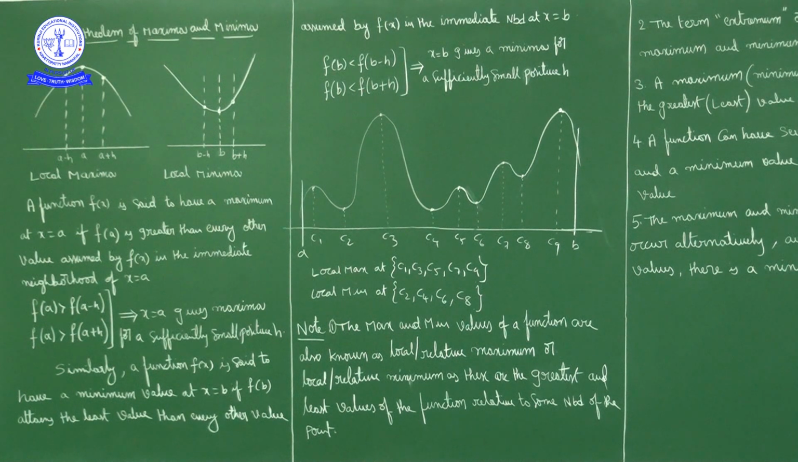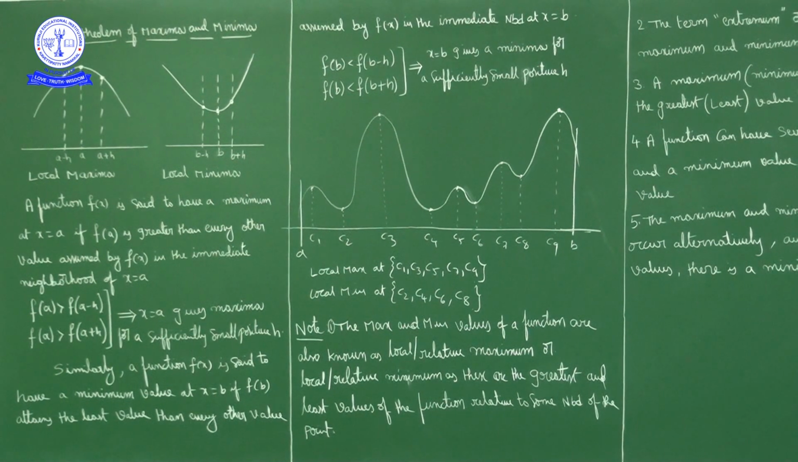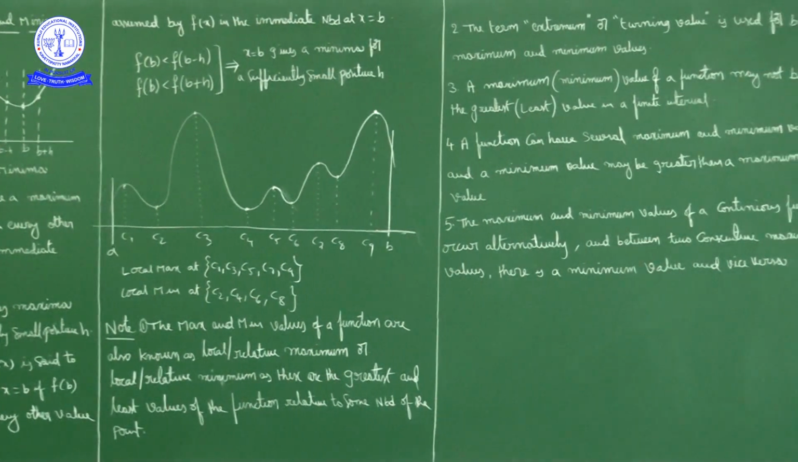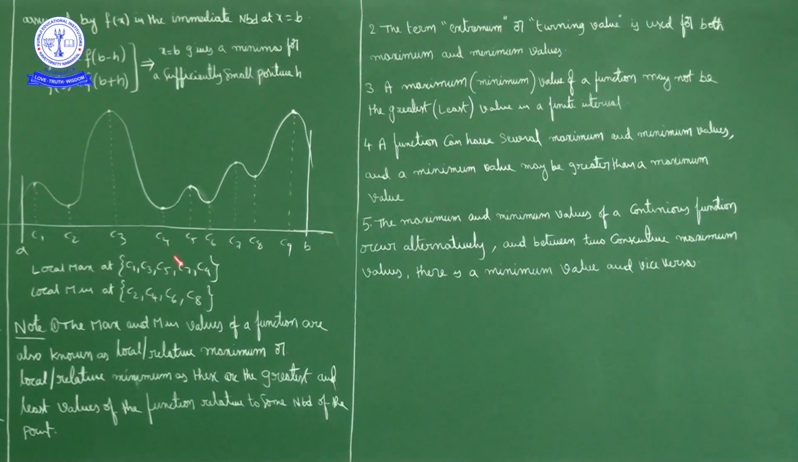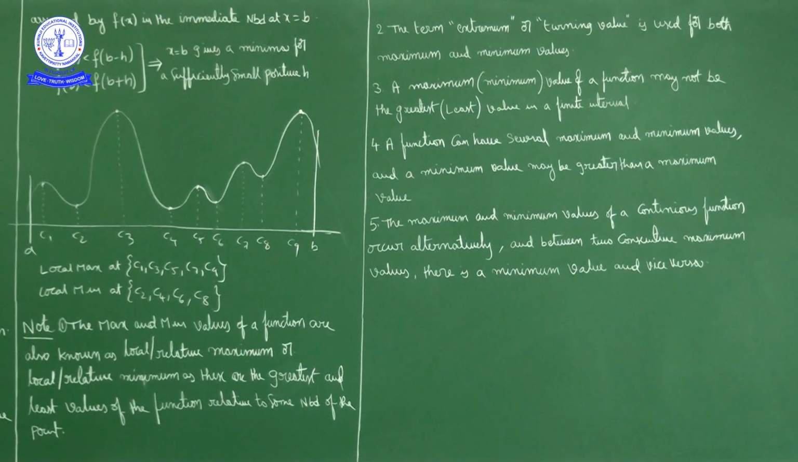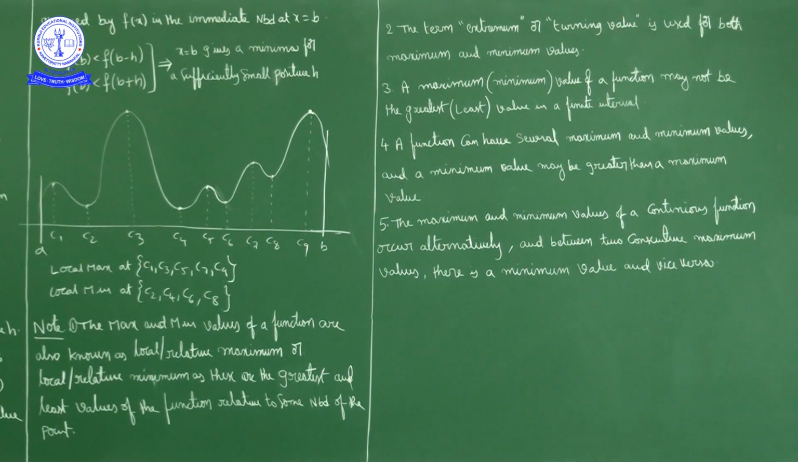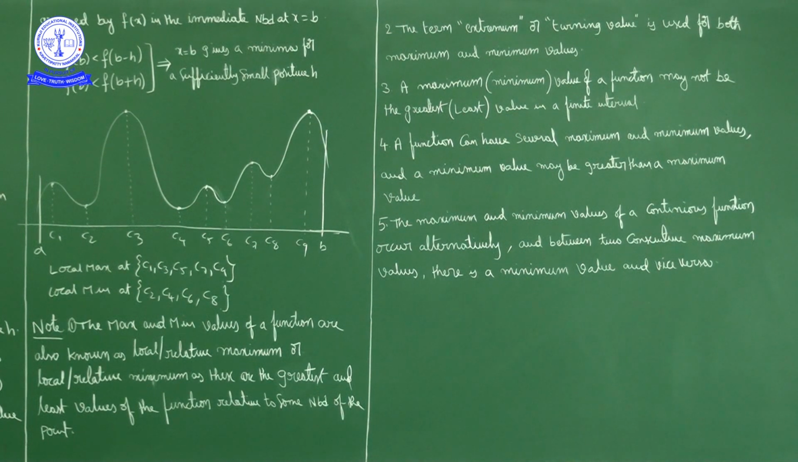Next, a function can have several maximum and minimum values, and a minimum value may be greater than a maximum value. That is what we discussed. You can have many minimums and maximums, and a minimum value may be greater than a maximum value. Here c8 is a minimum, and f(c8) is greater than f(c5).